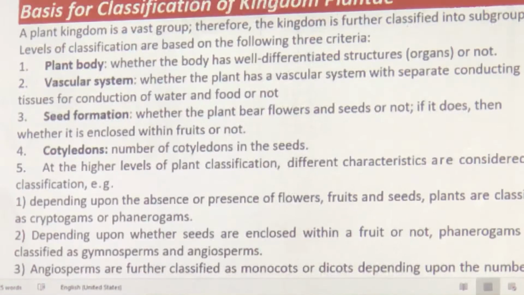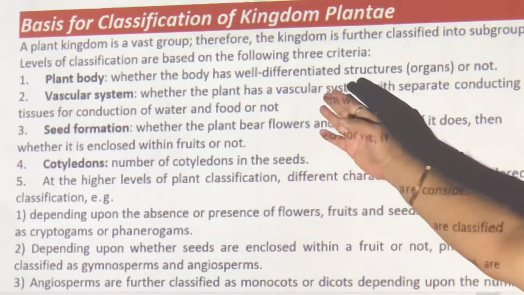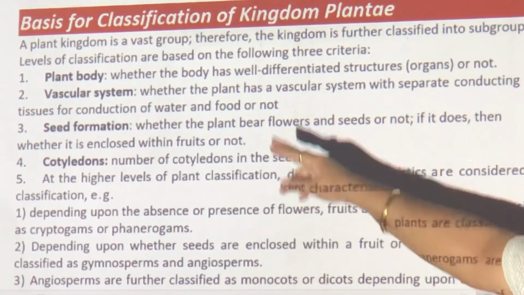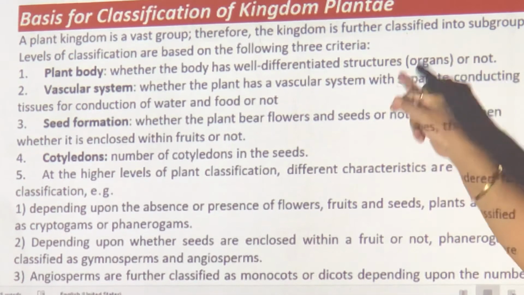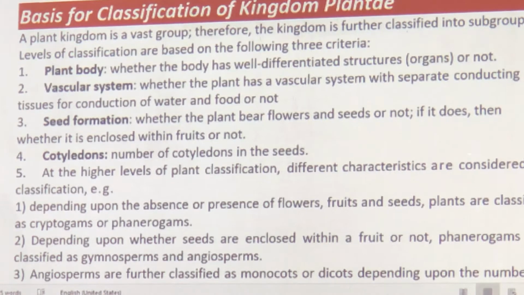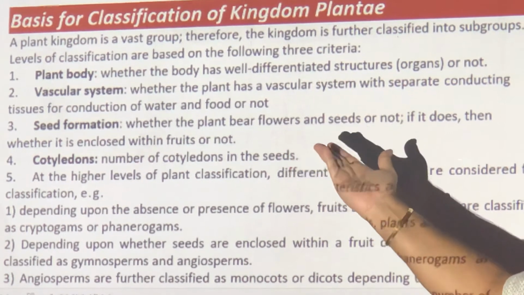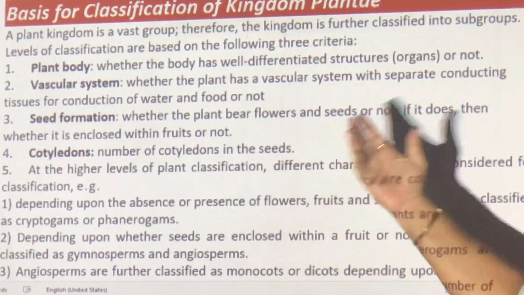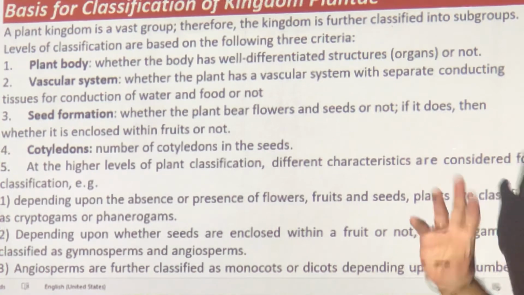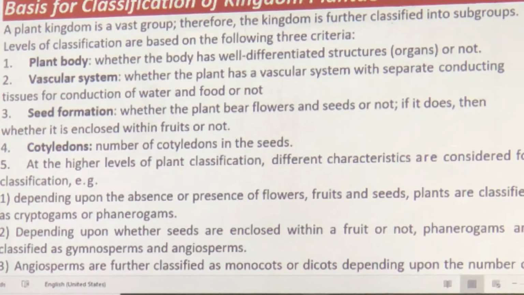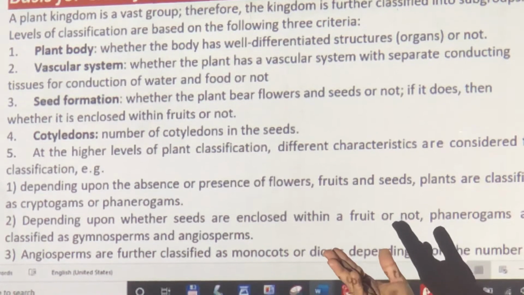How do we now classify the plants? Vast group, millions. So we have to classify. First we go for the body. Body has got leaf, stem, roots. What does not have? Flowers. Vascular system, does it have xylem and phloem or does not have? Seed, does it have flower, seed, fruit, or does not have? May have seed but may have no fruits. Cotyledons, does it have 1 cotyledon or 2 cotyledons in the embryo?